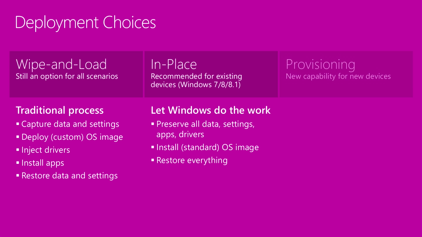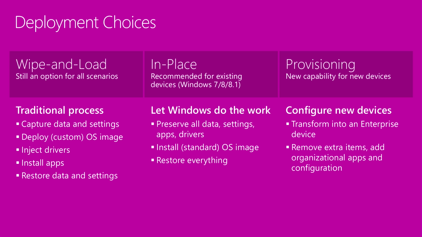So when we think about our deployment choices, wipe and load, go there if you need to, not a problem, we're not going to drop support for that. In-place upgrade, if you're Windows 7, Windows 8 or Windows 8.1, this is the best way for you to go if you're not doing major changes to the machine. I mean, obviously if I'm going from 32 to 64-bit, I can't in-place upgrade that.